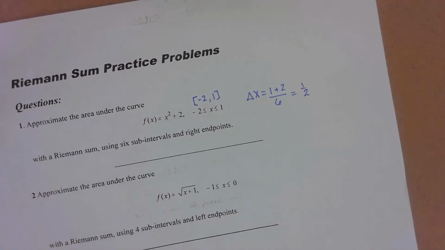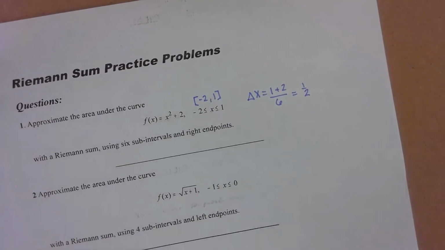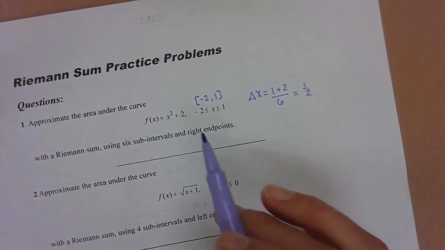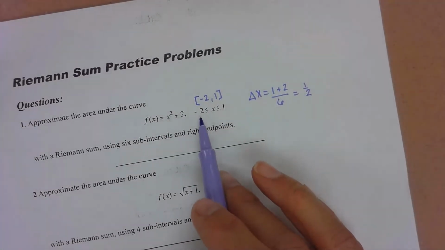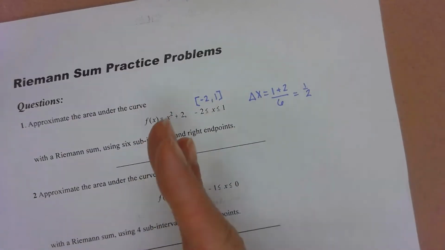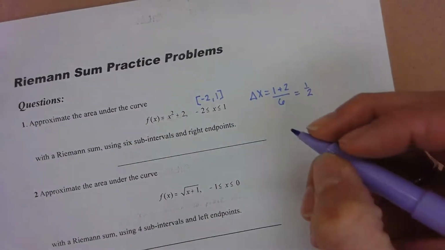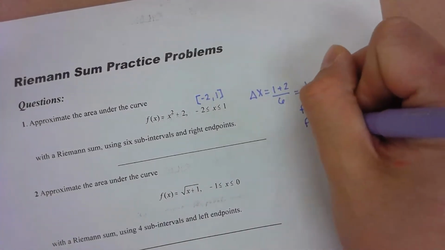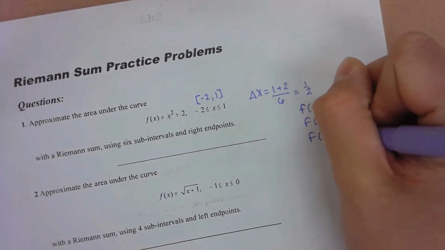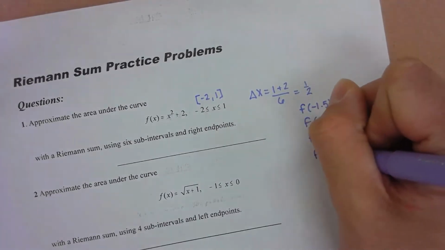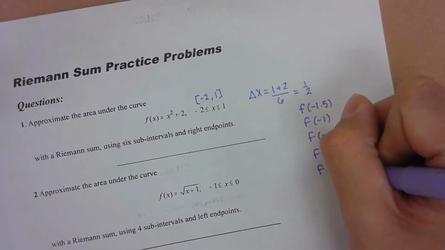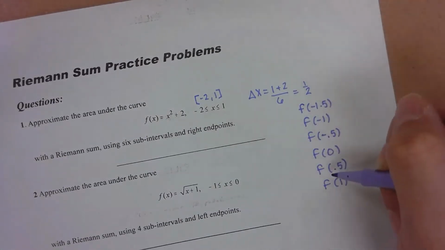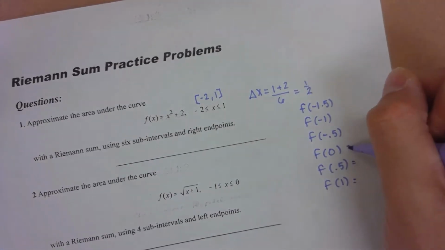In order to get the answer, you need to find the right endpoint values using the function and the right endpoints. So if it starts at -2 and we're using right, we ignore -2. And then we have to find -1.5, -1, -0.5, 0, 0.5, and 1. Alright, calculator.